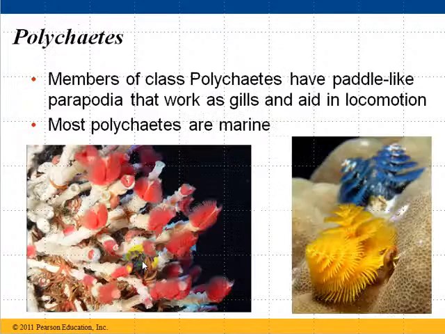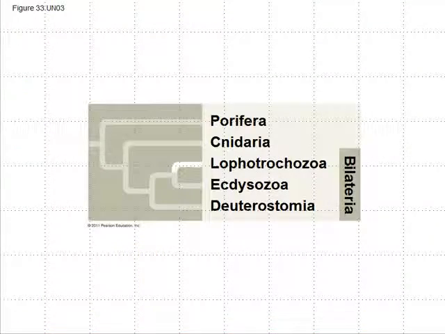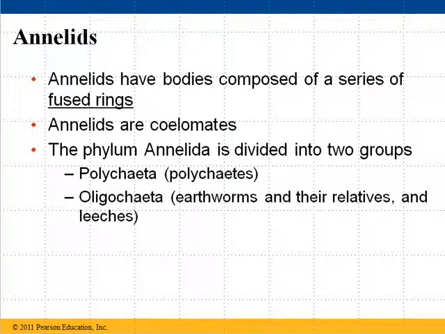Oops, back it up just a little bit there. We're still in this category of Lophotrichozoa. They are all bilateral creatures, but we're still in this category. We just talked about the mollusks, and now we're going to go on to the annelids. Annelids have bodies composed of a series of fused rings. They are coelomates, so they have a true body cavity that's formed from the mesoderm material.